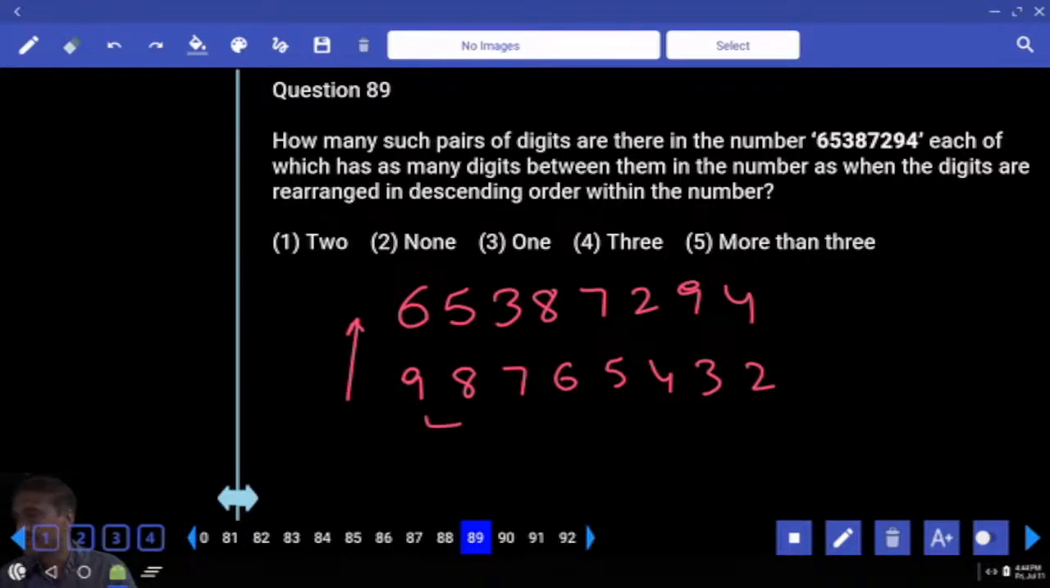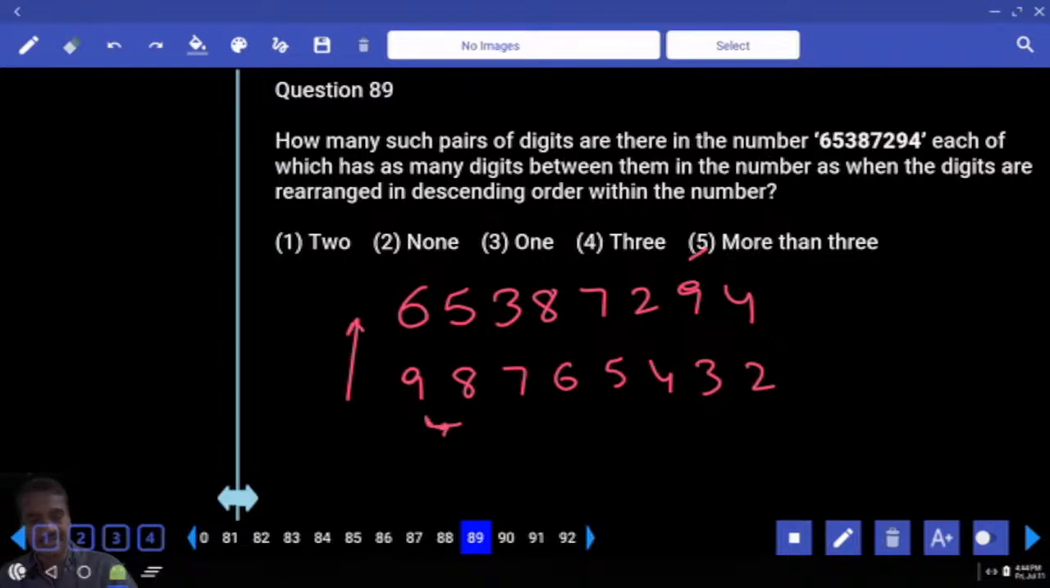9 and 8. Here 9 and 8, they are adjacent. Here in the above, they are not adjacent. 9 and 7, there is 1. Here again 9 and 7, 1. When compared with that previous number and this one, is the number of digits in between same or different?